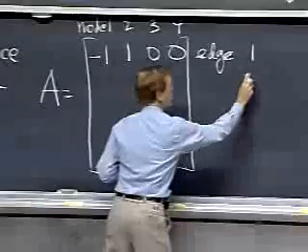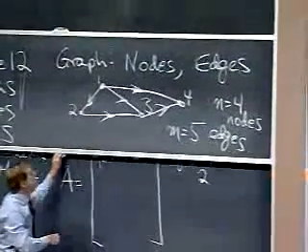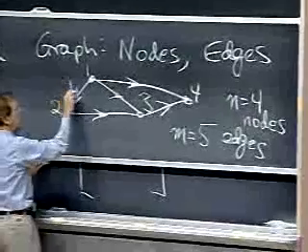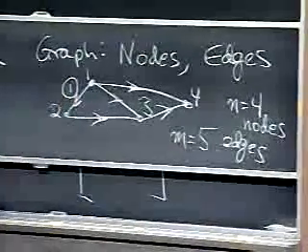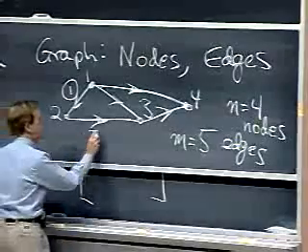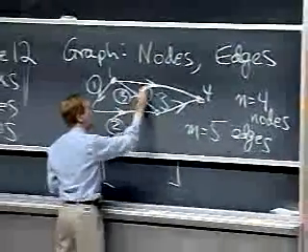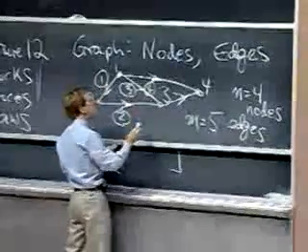Edge 2. Edge 2 goes, oh, I haven't numbered these edges. I just figured that was probably edge 1, but I didn't say so. Let me take that to be edge 1. Let me take this to be edge 2. Let me take this to be edge 3. This is edge 4. Oh, I'm discovering, no, wait a minute.